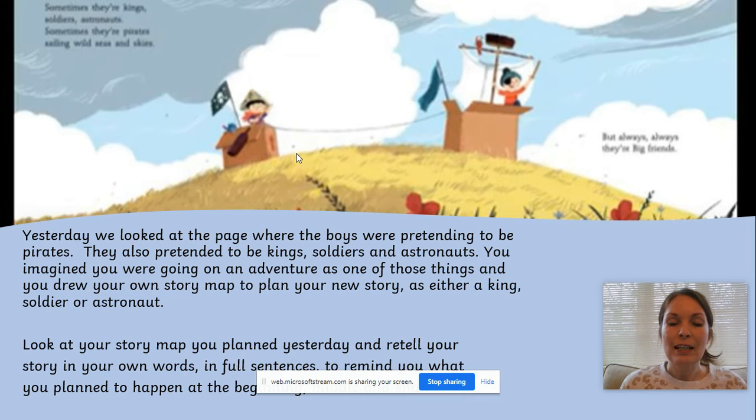What did you plan to happen? Open your books from yesterday, have a look. What did your drawing plan, your story plan, show you was going to happen? What were your ideas? Discuss them now.